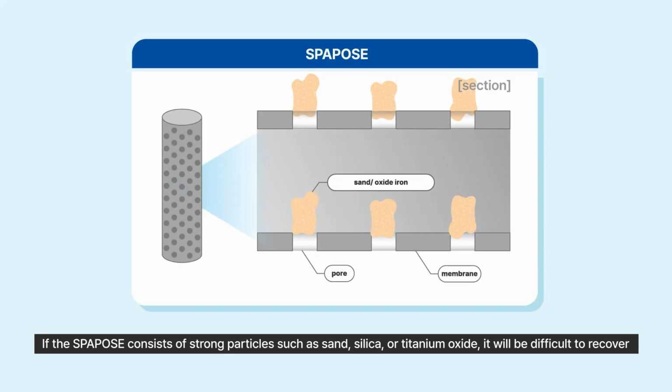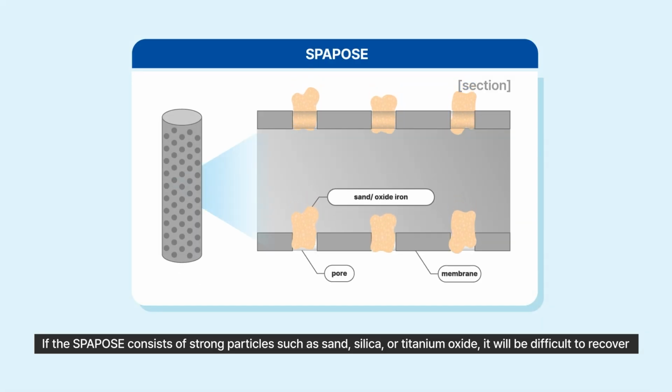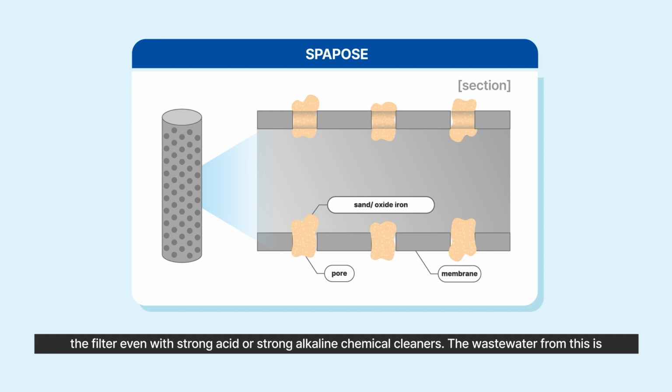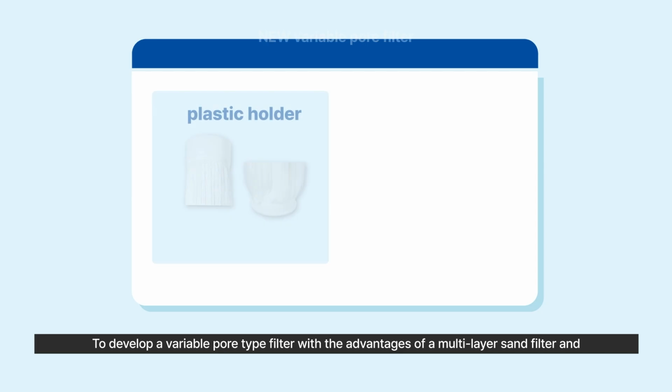If the SPAPOs consist of strong particles such as sand, silica, or titanium oxide, it will be difficult to recover the filter even with strong acid or strong alkaline chemical cleaners. The wastewater from this is estimated to be about 30 to 40%, which is assumed to be similar to the failure rate of fixed-pore filters.